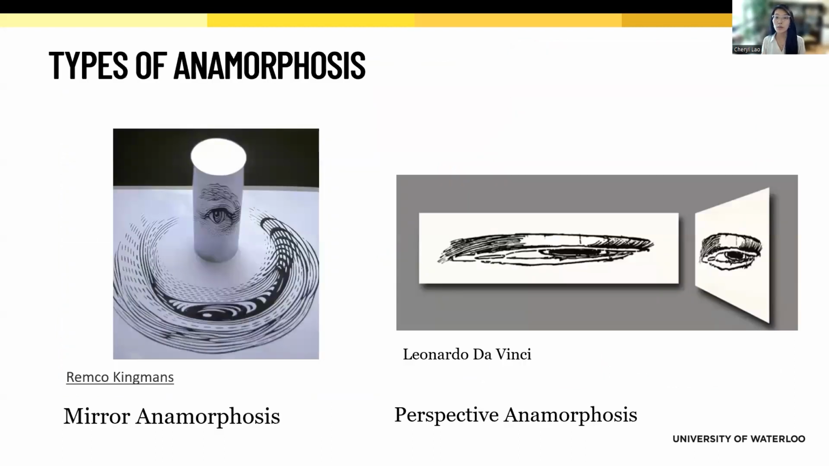There are actually two different types of anamorphosis. There's catoptric, or mirror, anamorphosis, and perspective anamorphosis, like in The Ambassadors. In this presentation, we're going to be focusing on perspective anamorphosis. So later in the presentation, if I say anamorphosis, I mean perspective anamorphosis.